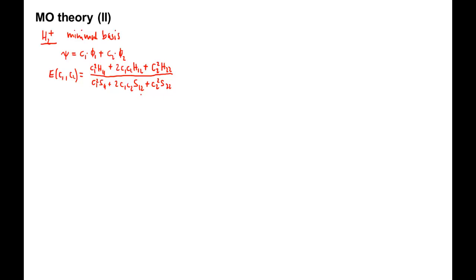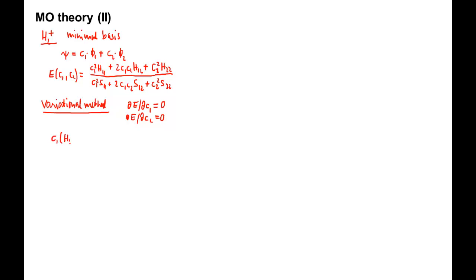Now let's apply the variational method to obtain the best approximation for the wave function. For this, we have to determine the values for the coefficients C1 and C2 that minimize the energy expression. Let's set the derivatives of the energy with respect to the two coefficients equal to 0. Delta E, delta C1 equals 0, and delta E, delta C2 equals 0. Carrying out the derivatives, we end up with two equations.